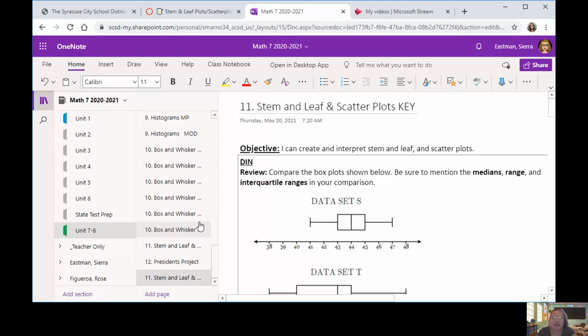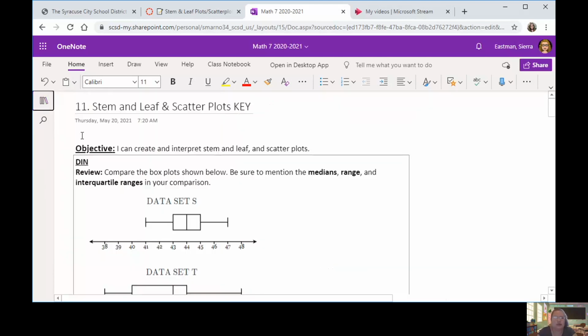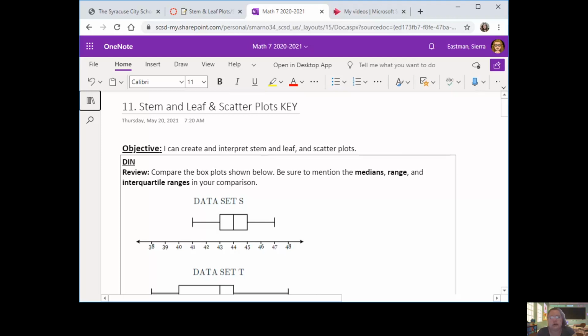Good morning, everyone. Today is Monday, May 24th, and we're going to be working on our Unit 7-8, page 11, stem and leaf and scatter plots. Our objective for today is to continue what we've been working on with dot plots, histograms, and box plots, but with two last representations called stem and leaf and scatter plots. So we're going to be creating some, interpreting some, and answering a bunch of practice questions today.